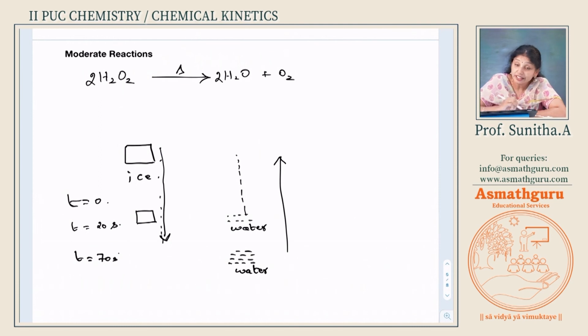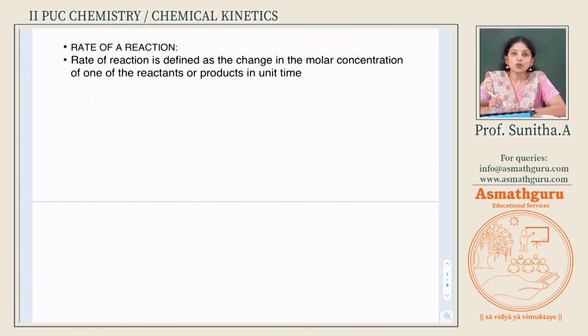So, what is rate? Concentration of the reactant goes on decreasing. Concentration of product goes on increasing with respect to time. So, we can also call that change in the concentration. So, the rate of the reaction is defined as the change in the molar concentration of one of the reactants or products in unit time.